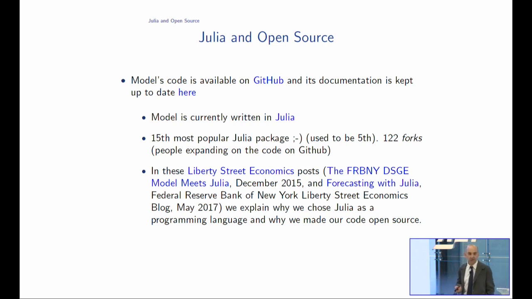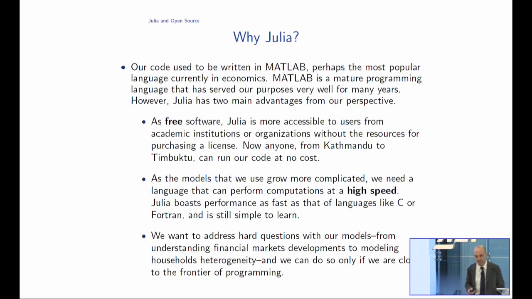We have 122 forks, that is, people expanding on the code on GitHub. And in Liberty Street Economics, which is the blog of the New York Fed, in the post on the New York Fed model, Julia and forecasting with Julia, we explain why we chose Julia as a programming language and why we make our code open source, but I'm going to tell you more about that now.